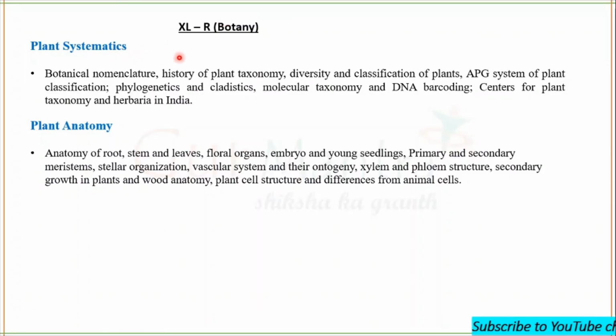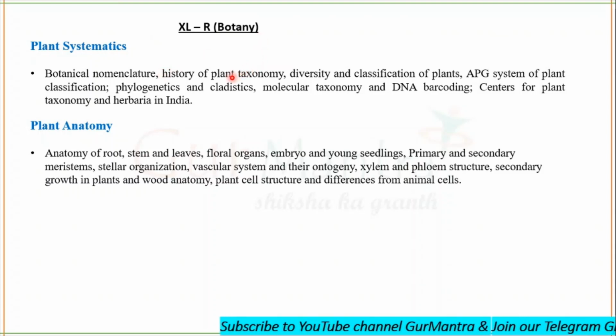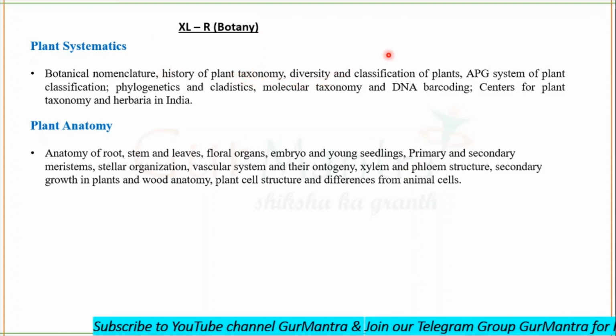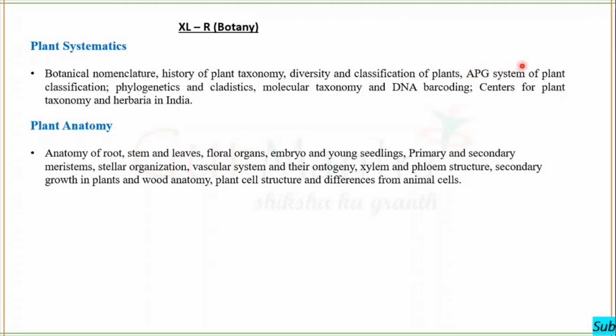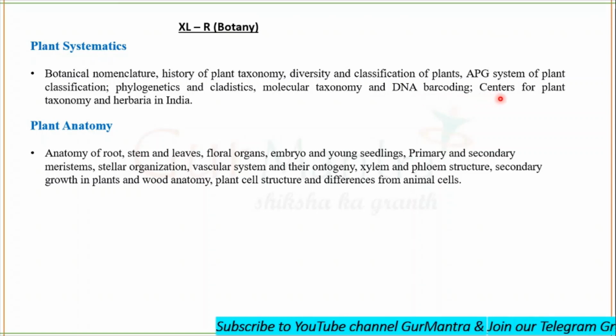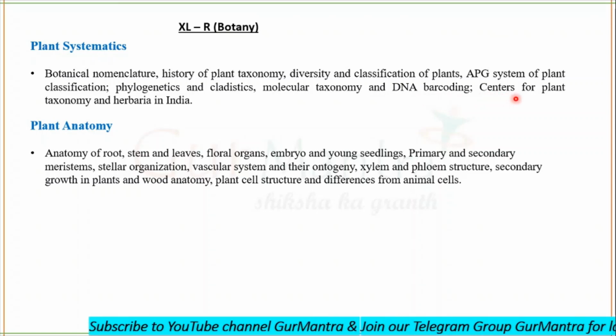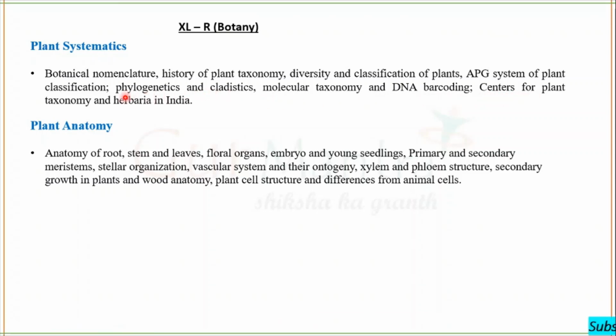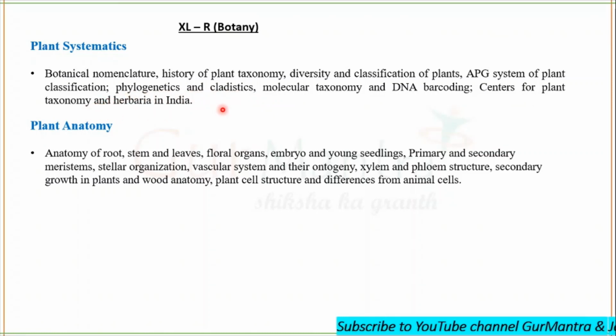Plant systematics. It includes the nomenclature, the phylogenetic relationships, the diversity of plants, and their classification. We will also see molecular taxonomy and DNA barcoding, and something to learn is Centers for Plant Taxonomy and Herbaria in India. Next, we will cover plant anatomy.